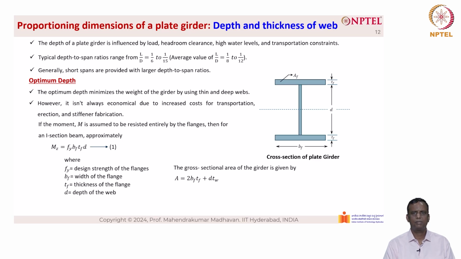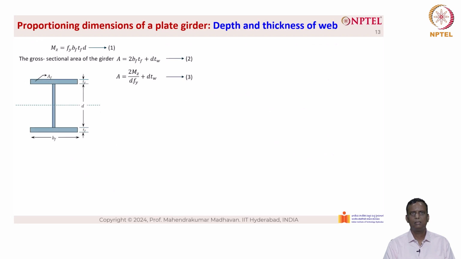Now the gross sectional area of the girder is given by A equal to 2 into B sub f into T sub f plus d into tw. This becomes equation 2. Here T sub w is the thickness of the web. Eliminating Bf and Tf using equation 1, we have A equal to 2 Mg divided by d into Fy plus d into T sub w, which becomes equation 3. Now substituting web slenderness ratio, which is k equal to d by tw, we have A equal to 2 into Mg divided by k into tw into Fy plus k into tw square, which becomes equation 4.